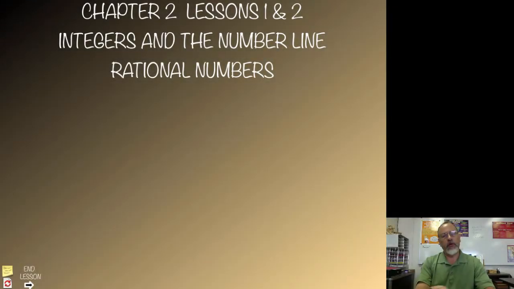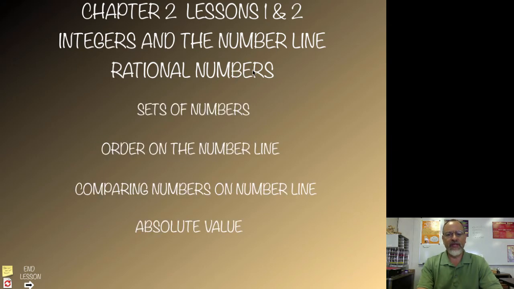Algebra Chapter 2, and we're going to combine Lessons 1 and 2 in this series of videos as we move through these two lessons. So we'll begin by looking at the different sets of numbers. How do we put those numbers on the number line? How do they get in order? And then once we have this number line, how we can use that to help us compare numbers. And then finally, we'll take a look at absolute value.